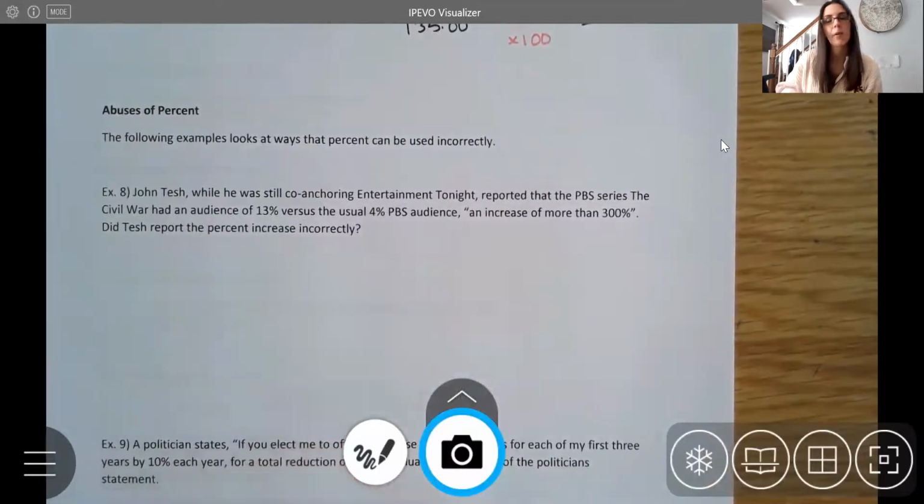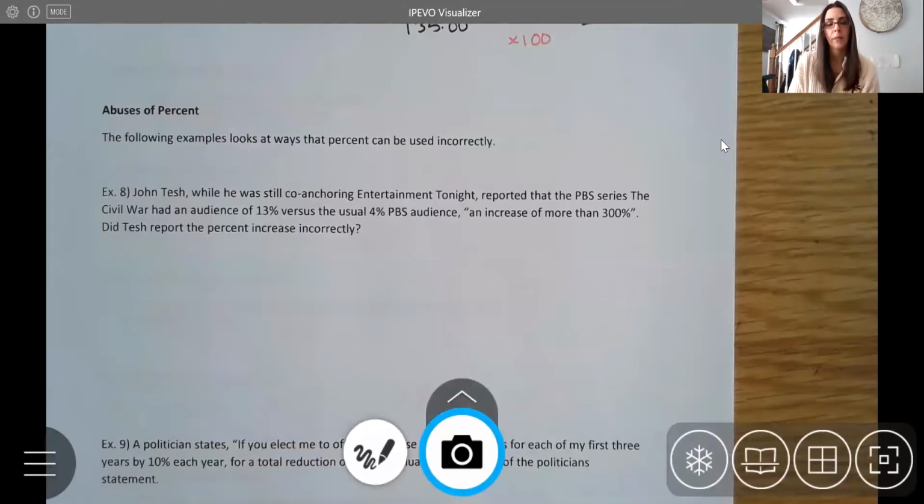All right, so I want to look at a couple examples where people did things wrong. So this is a section called abuses of percent, and it's actually really easy to mess up percentages. So to do them incorrectly or, whether it's on purpose or not, kind of unethically compute them so that they look to be more extreme than they really are. So you want to make sure you're computing percentages the correct way.